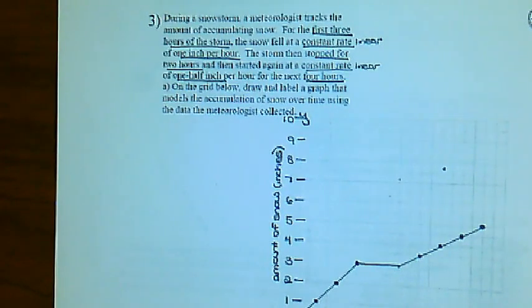So we want to draw and label a graph. Please, please, please label. You guys have to label. Also, it says to, so if you don't, points off. That models the accumulation of snow over time using the data.